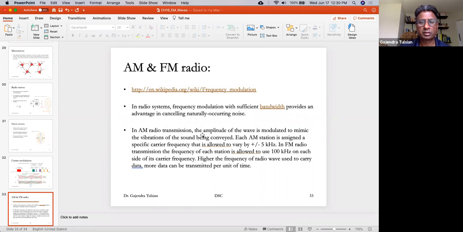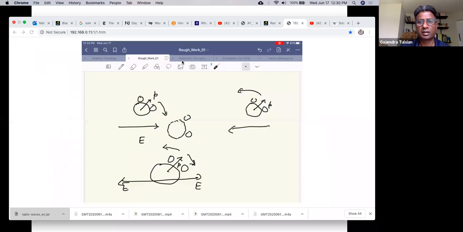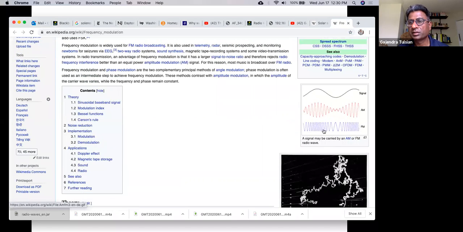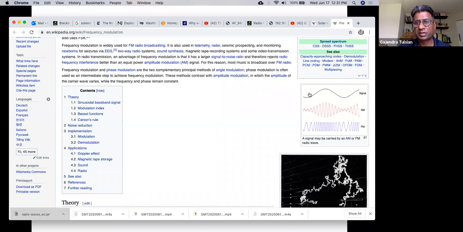By the way, you can go to the Wikipedia page and see AM and FM modulation. See, with FM radio, you can see that the frequency is modulated, and this is the signal that you're trying to transmit. AM radio is amplitude modulation, and that's frequency modulation. So the same signal is being transmitted via AM radio and via FM radio.